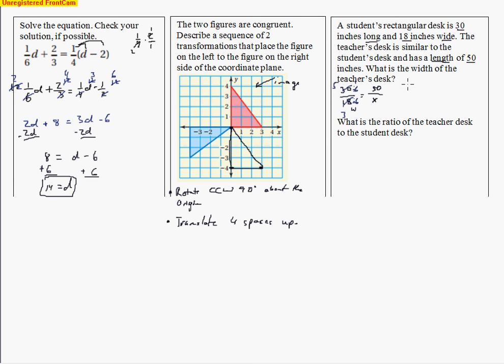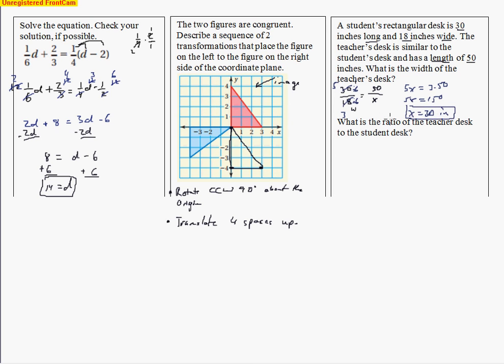So I have 5x equals 3 times by 50. So 5x equals 150, and when I do the division, x equals 30. So 30 inches is the width of the teacher's desk.